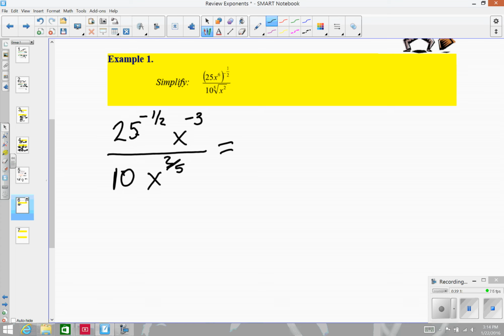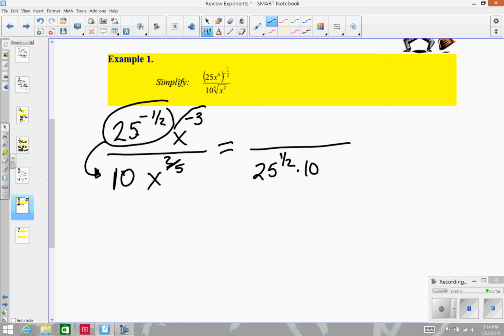I'm going to take this 25 to the negative 1/2 and bring it down into the denominator. So I'm taking this, moving it. That's the base of 25 with a negative exponent. So I'm going to move it and write it with a positive exponent. Still got that 10 there. And I think I'll also take this negative exponent, negative 3 with a base of x, put that in the denominator as well, and make it positive. So it looks like everything's in the denominator, but I do have a 1 still, understood to be in the numerator.